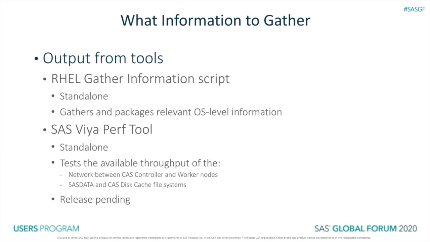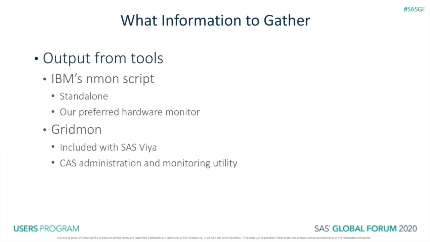Another tool is called the SAS Viya Perf tool. This is another standalone tool that was written by us. What this does is it tests the available throughput of the network between the CAS controller and the CAS worker nodes. It also tests the throughput of the SAS data and CAS disk cache file systems. This is in the final stage of development, so it's not quite released yet, but we will post on the SAS Community's administration page whenever it's released, so keep an eye out there for when that is finished.